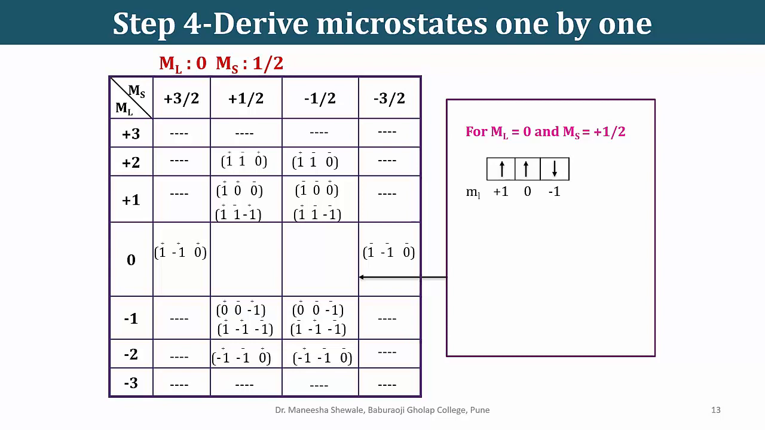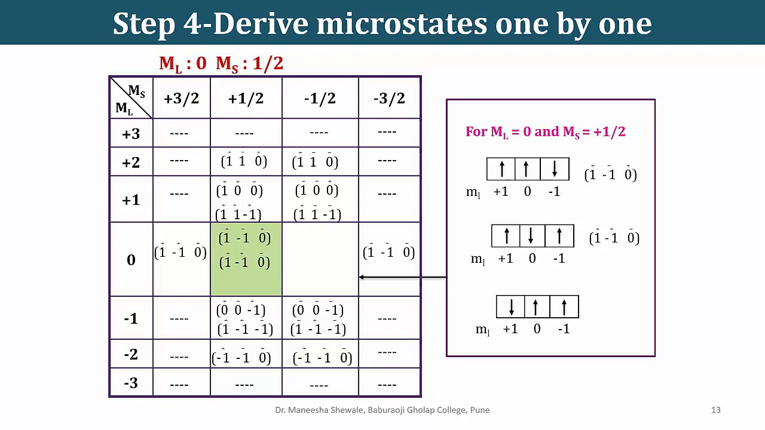In the first case, the electron in the orbital with ml minus 1 has the spin minus half. The microstate here is 1 minus 1 0 plus minus plus. In the second case, the electron in the orbital ml 0 has the spin minus half. So in this case, the microstate is 1 minus 1 0 plus plus minus.